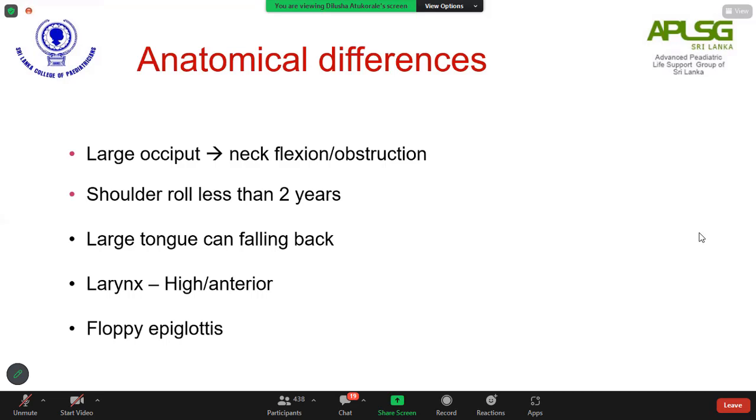And in young children, the larynx is higher and more anterior when compared to an older child or an adult. Also, the epiglottis is more floppy, and these anatomical differences make it a little more difficult to manage the airway in children when compared to an older child or an adult.